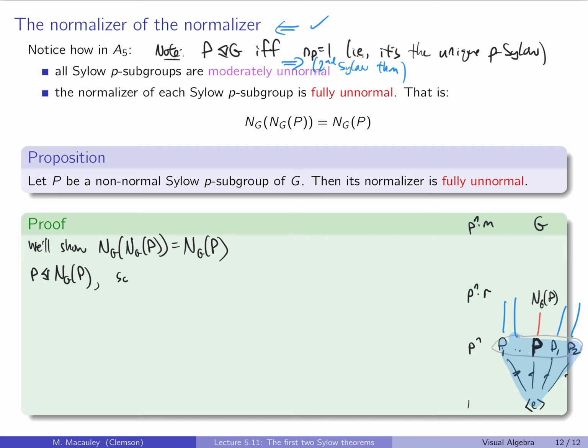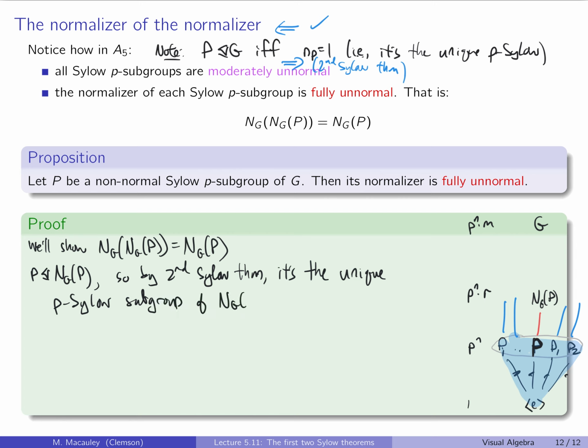So by the second Sylow theorem, it's the unique p-Sylow subgroup of the normalizer.